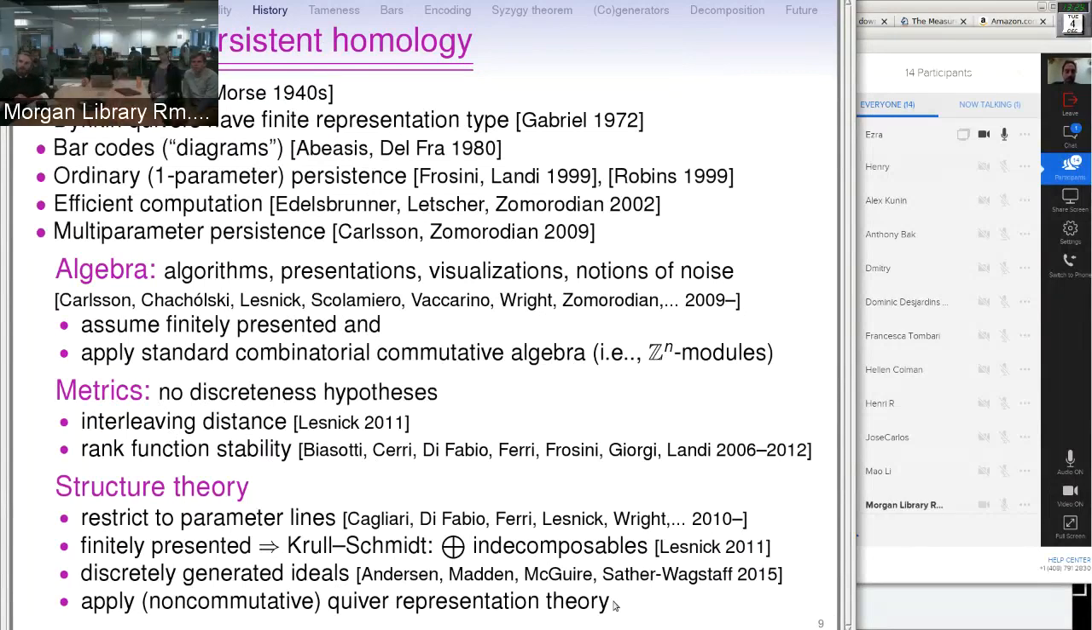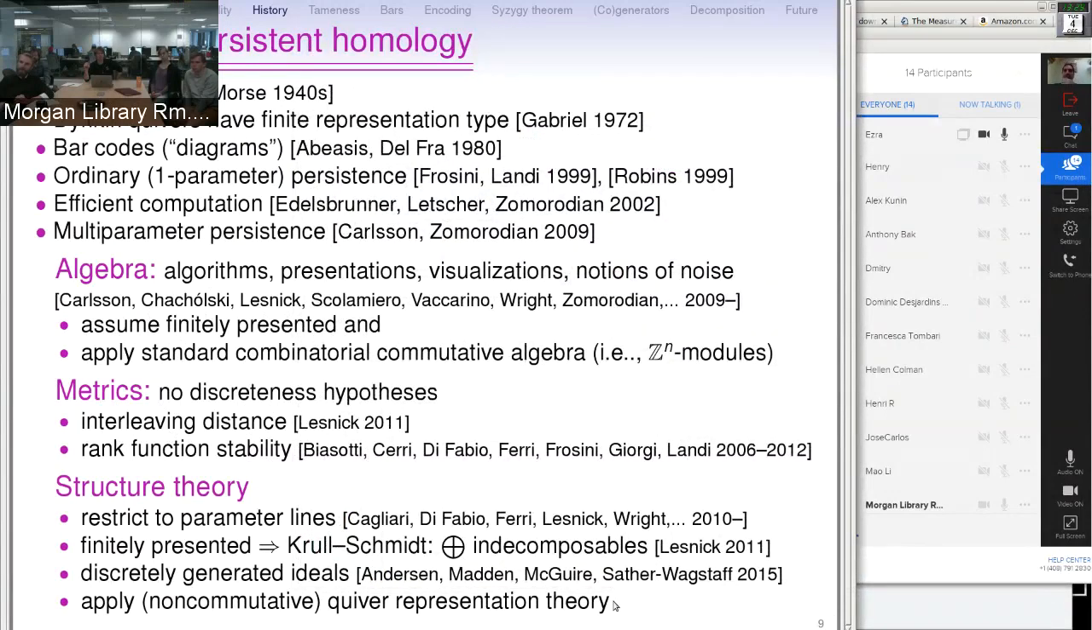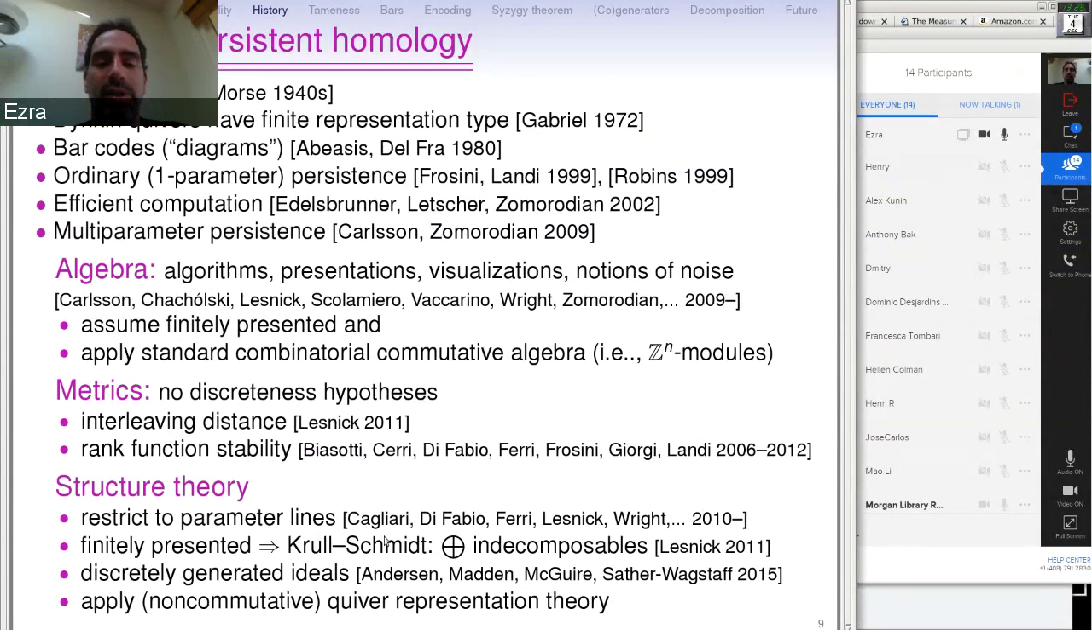I had a question, Ezra. Could you briefly say what rank function stability is again, roughly? So instead of looking at just the dimensions, if you have a multi-parameter persistence module, then you can look at the dimension of the vector space at every parameter. And when you have a continuous, say it again? That might be infinite. That's the Hilbert function. So if you're looking at continuous functions, then let's just suppose that that's finite.